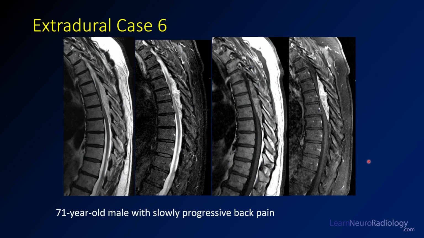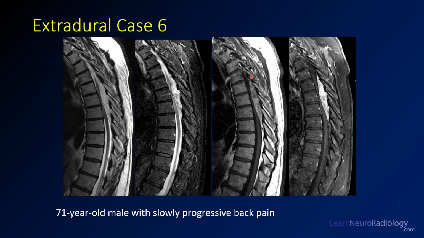Extradural case number 6, we have a 71-year-old man with slowly progressive back pain. Here you see a T2 weighted image with, again, in the dorsal epidural space, a lesion which is kind of T2 intermediate, a little bit darker than CSF. If you do fat suppression, you see, again, the majority of it is bright, but perhaps centrally it may have some areas which aren't as bright.